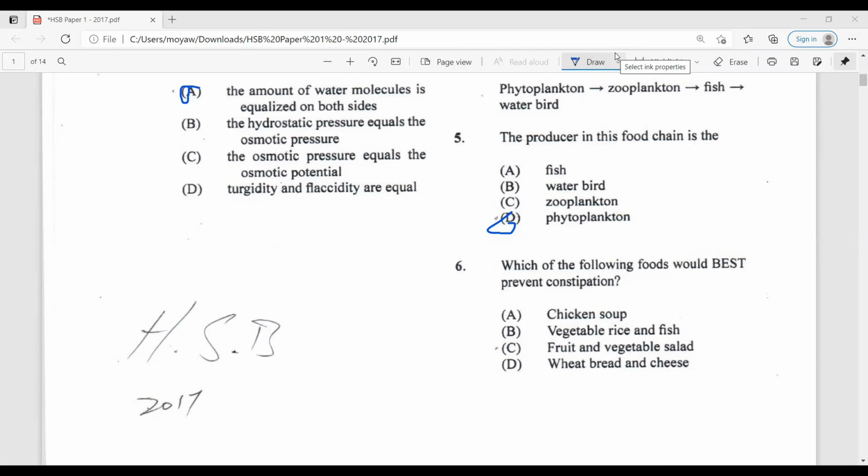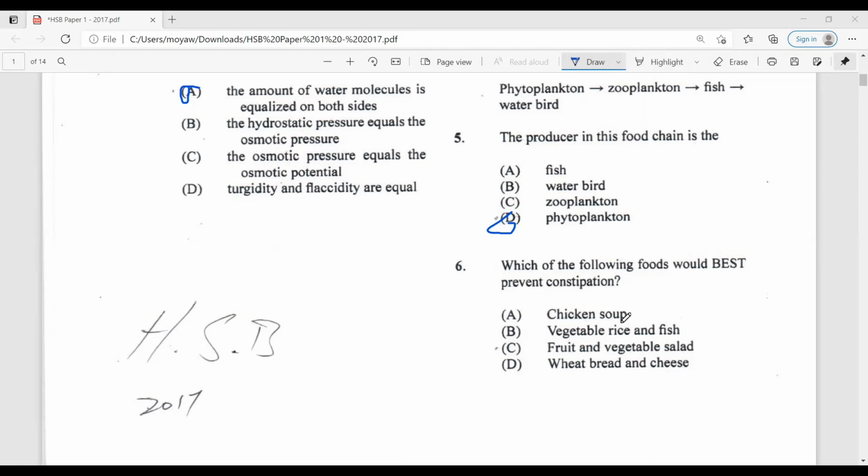So remember, constipation occurs when the bowel movement becomes less frequent and stools become difficult to pass. So now, should we have some chicken soup, which is A? So we have B, vegetable, rice, and fish. Then C, fruits and vegetable salad. And then D, white bread and cheese. So if it is constipation that we're having, we have to have some food that has fibers. So is it that the chicken soup is going to contain a lot of fiber or a lot of roughage? No, so that's out of it.